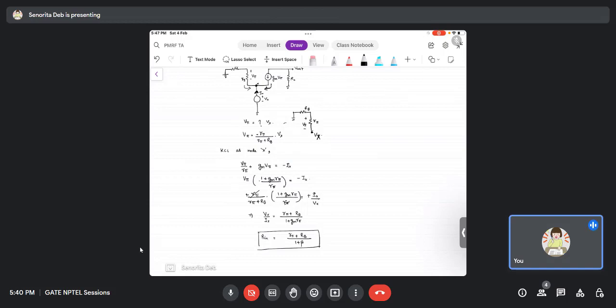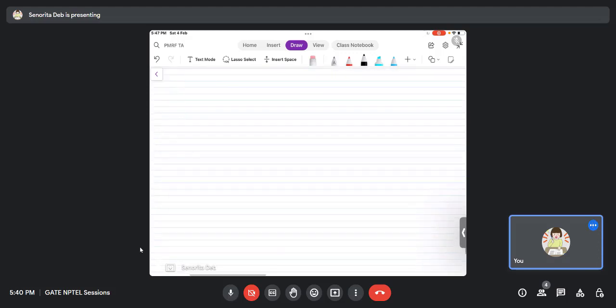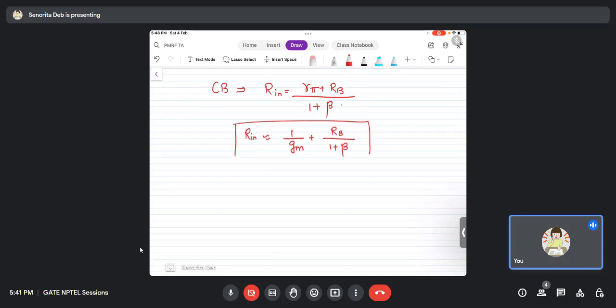Okay. So for a common base, what we have found out is that Rin is nothing but equal to R pi plus Rb by 1 plus beta, with the presence of a base resistor. This can also be approximated as 1 by Gm plus Rb by 1 plus beta. This is also an important result. Both of these results are the same thing, right? And these are important results and can be used in the GATE exam.